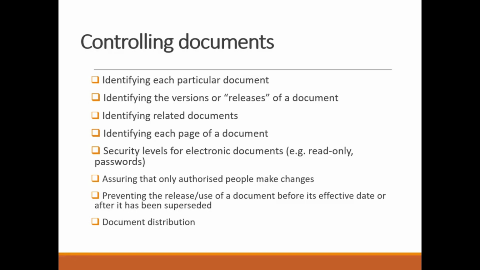So if a document is archived and used, that's a serious deviation, or if it's used before its effective date, that's another serious deviation. The distribution of that document needs to be recorded, because again, if it's updated, you need to be able to recall the old documents and replace them with the new documents. So at all times you need to know how many documents have been distributed and their location.